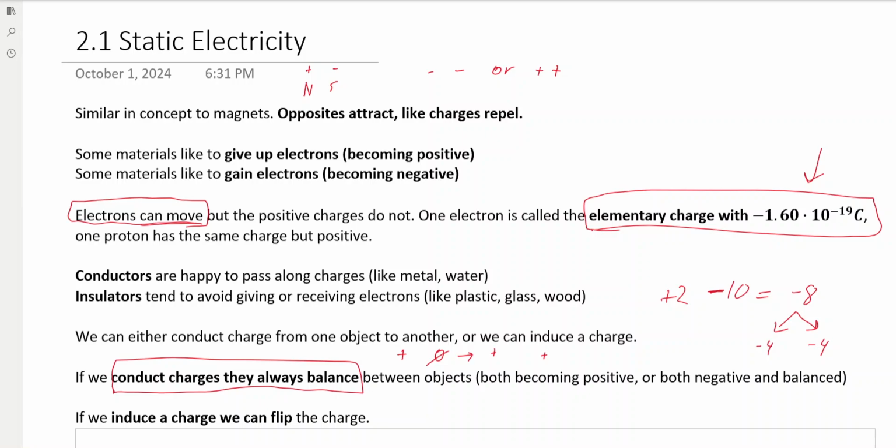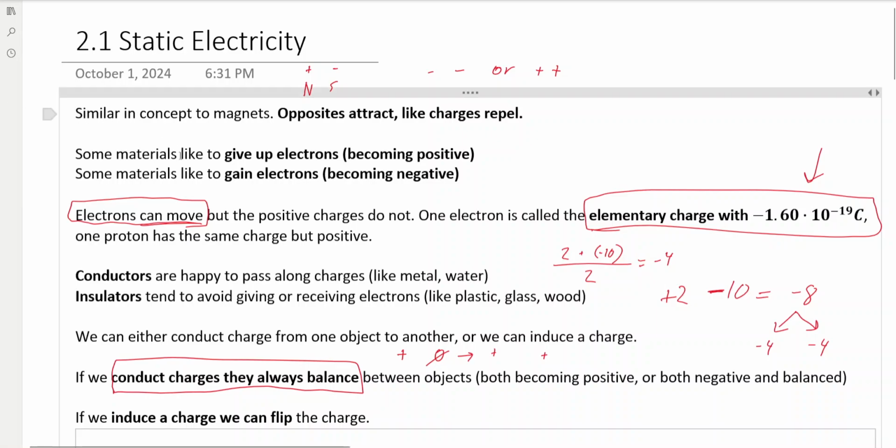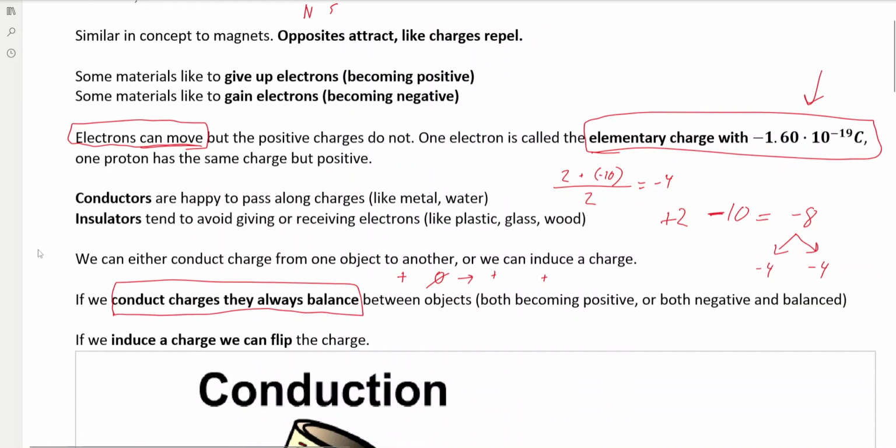You can also think about this as an average. So 2 plus negative 10 divided by 2. So it's an average charge between the two objects. Okay, so it's always going to balance between the objects, and if we induce a charge, we can flip it from being positive to negative, negative to positive. We're going to talk about that. Inducing is really weird and really cool.